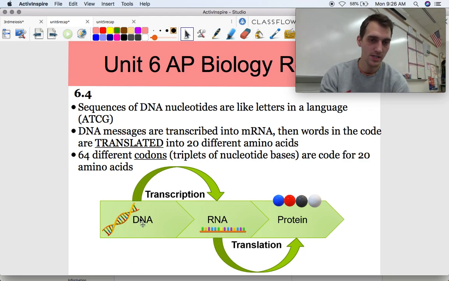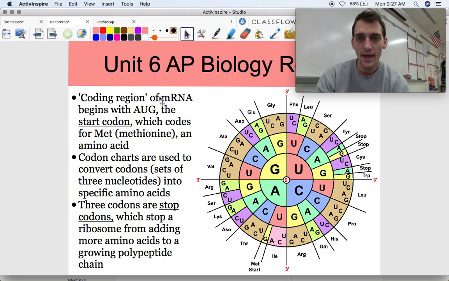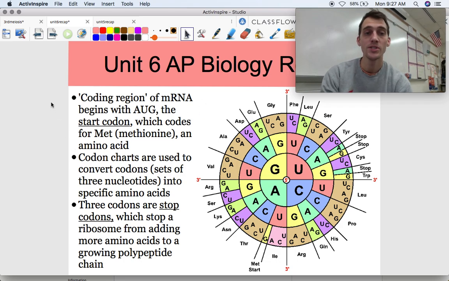So here's gene expression again. DNA, transcription into RNA, translation into proteins, and we are at this second step right now. Okay? And what is this wheel of fortune over here? This is what we call a codon chart, and I'm going to show you what that is in just a second. The coding region of the mRNA begins with AUG, which is called the start codon, and which codes for what's called methionine, an amino acid, and that's what will begin our amino acid chain.